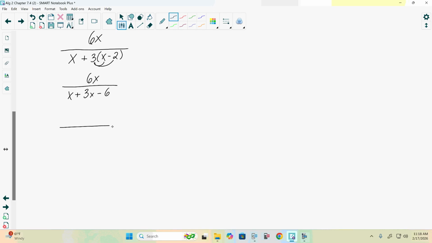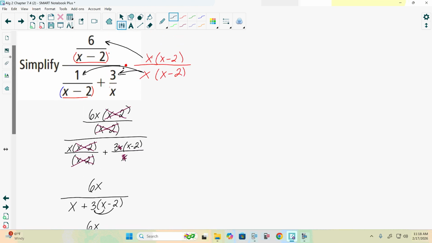Now we need to combine like terms because our x plus 3x is 4x minus 6. So distributing that 3 did give us some like terms we had to add and subtract. Here we had to add the x and 3x. Give me a 6x over 4x minus 6. Questions on how we got here?